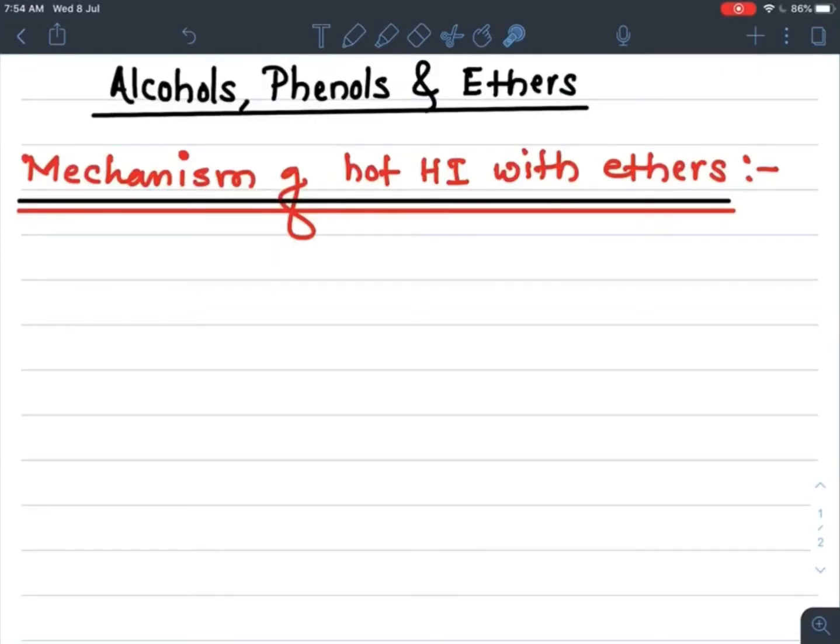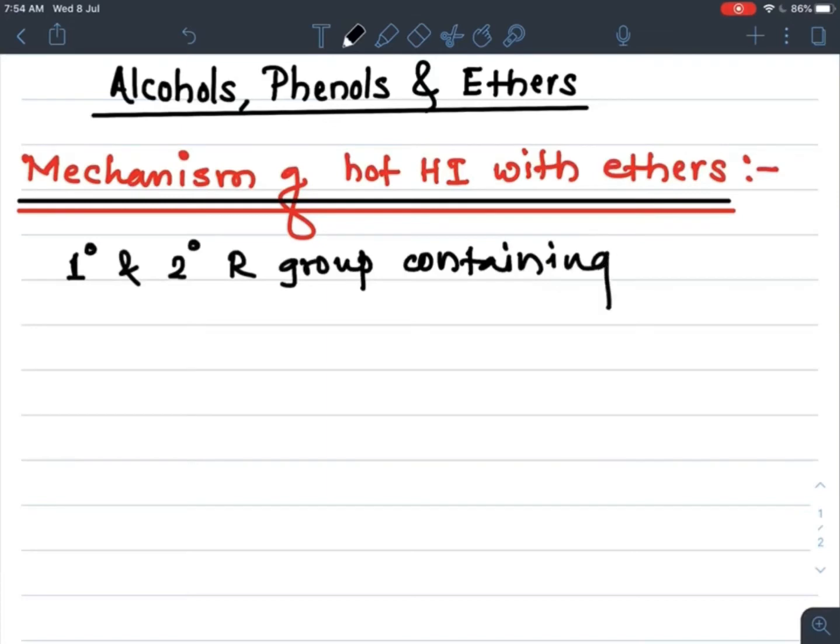Students, let's see the mechanism of hot concentrated HI with ethers. If we take primary and secondary alkyl group containing ethers, then how does the reaction take place? Let's see.